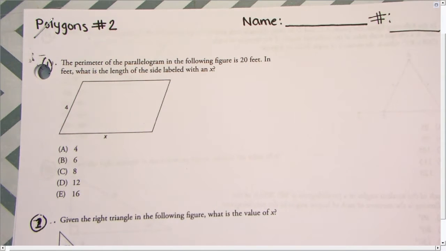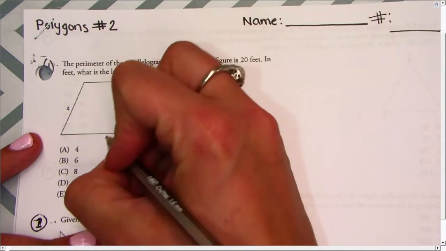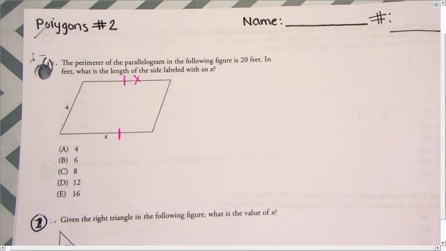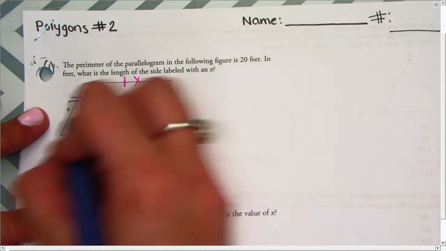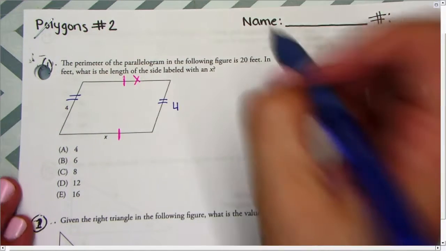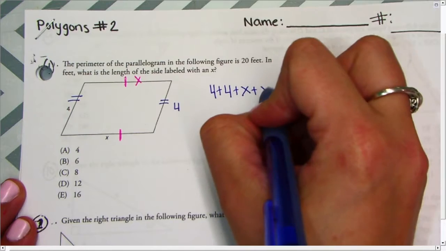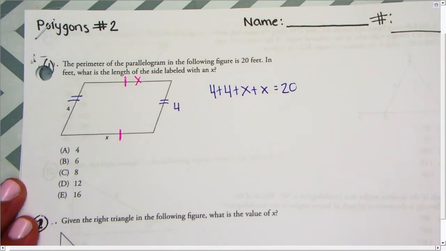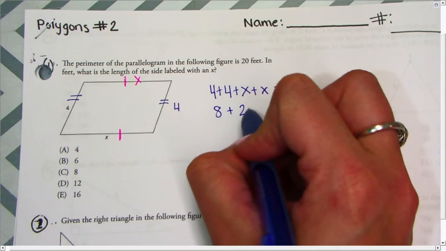The thing about a parallelogram is that the opposite sides are equal, which means the top and the bottom will both be the same, so x and x. Also the left and right-hand sides are the same, so 4 and 4. To do perimeter, you just add up all the sides. So I have 4 plus x, and it has to total 20 because that's the perimeter. 4 plus 4 is 8, x plus x is 2x.